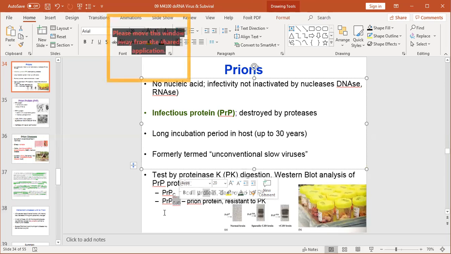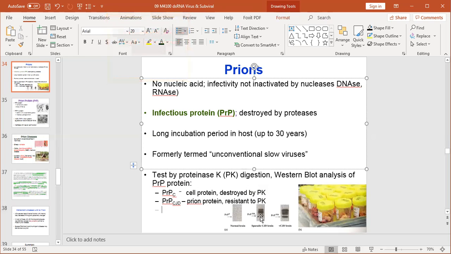CJD, we'll talk about it, Creutzfeldt-Jakob disease. This protein, which used to be a normal cellular protein but has misfolded, is resistant to degradation by proteinase K. Therefore, we see a band. It won't disappear on a Western blot.